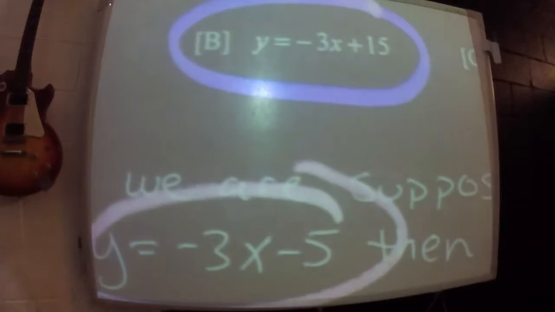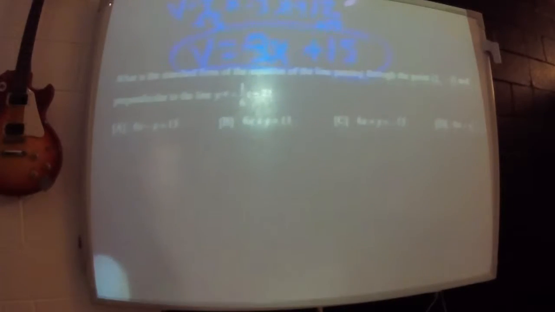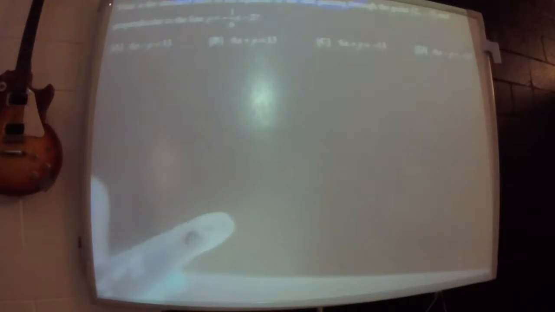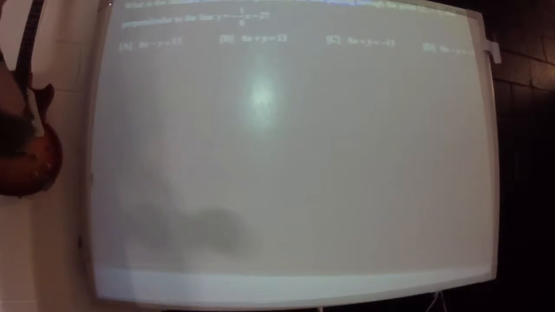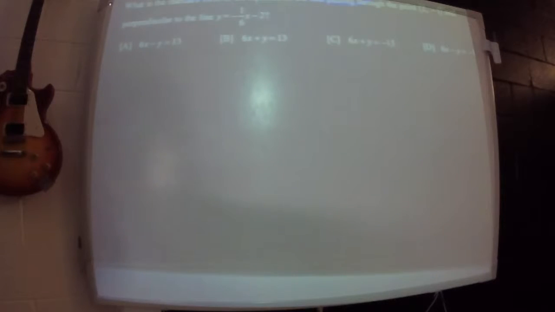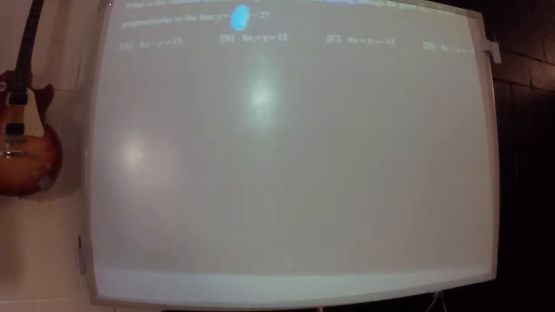But they don't always say be parallel to. Sometimes they say write the equation of a line that goes through this point that is perpendicular to y equals -1/6 x minus 2. Now the slope of this line is -1/6.